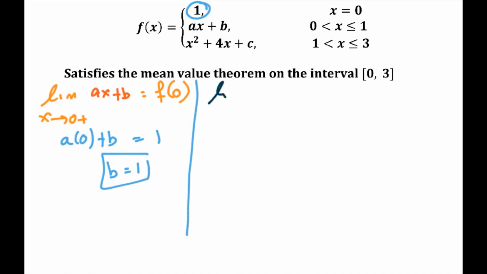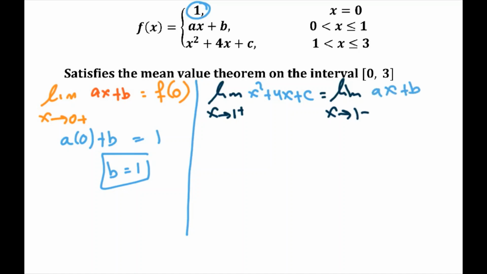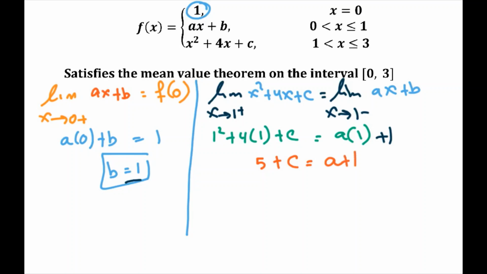Now the limit as x approaches 1 from the right side, which is x squared plus 4x plus c, will be equal to the limit as x approaches 1 from the left side, ax plus b. Now substitute, and instead of b I'm going to use 1. And c will be equal to a minus 4.